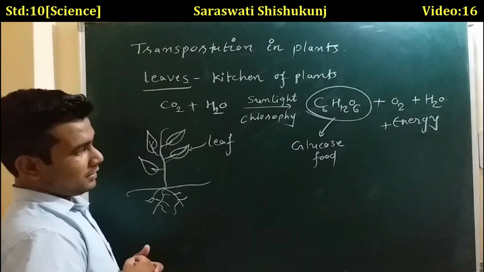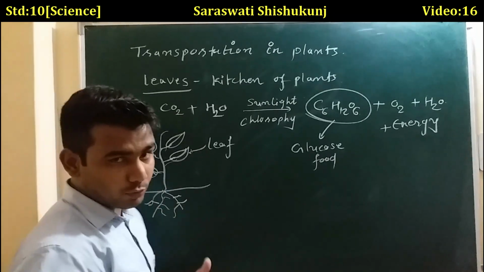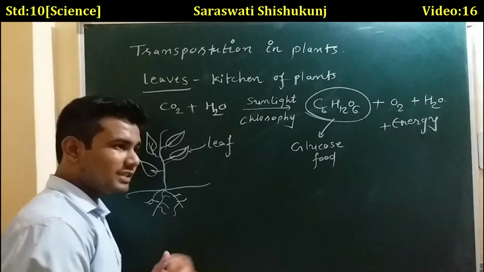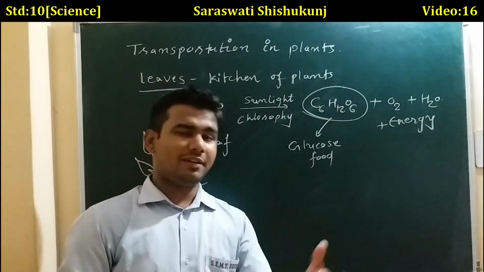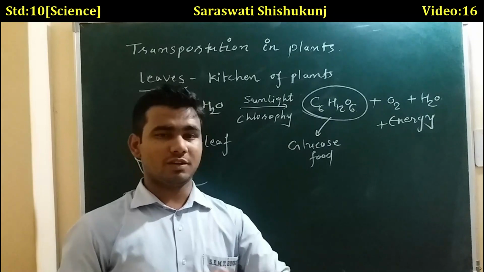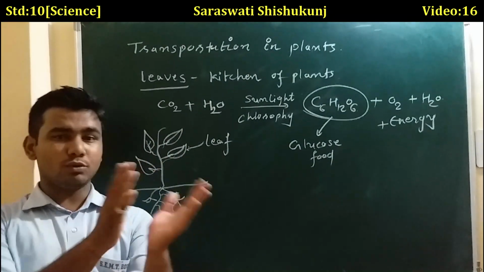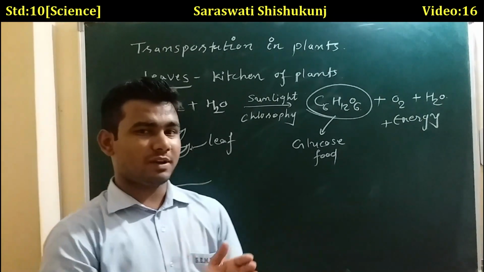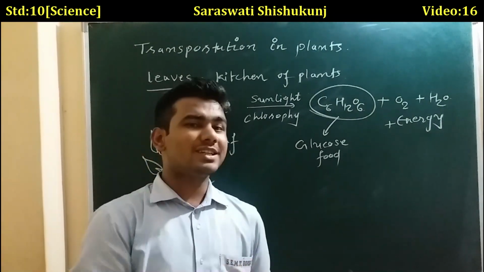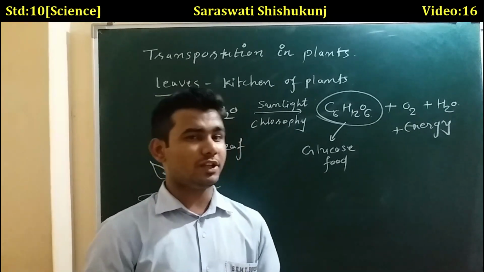Now there will be transportation of water and transportation of food in plants. First we will discuss how transportation of water is done in plants. Then we will discuss how transportation of food is done. Generally we know that plants do movement, but they don't move from one place to another. So the energy requirement in plants will be less in comparison to animals and humans.